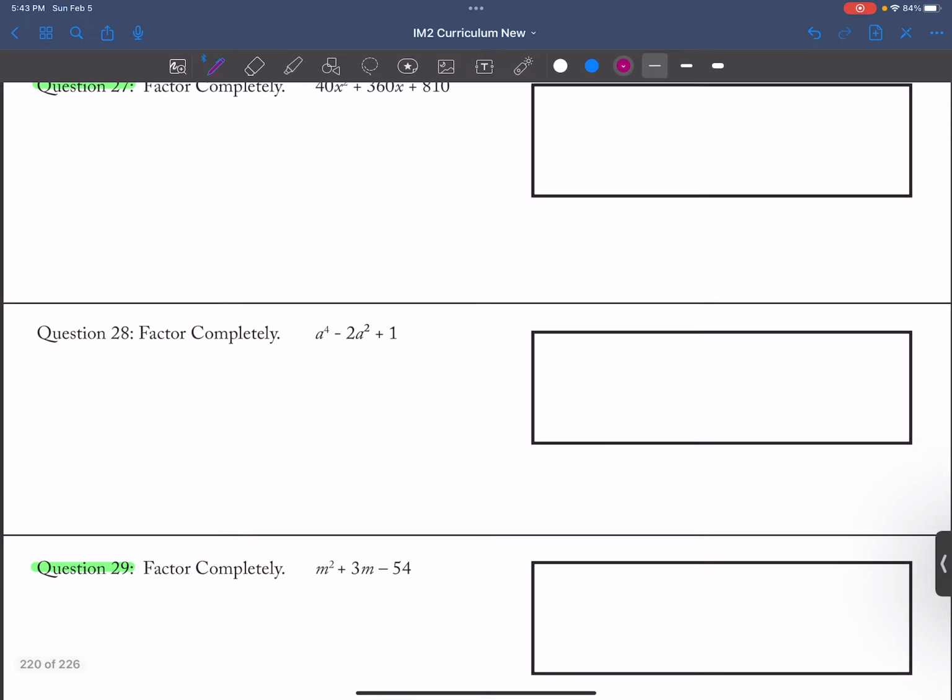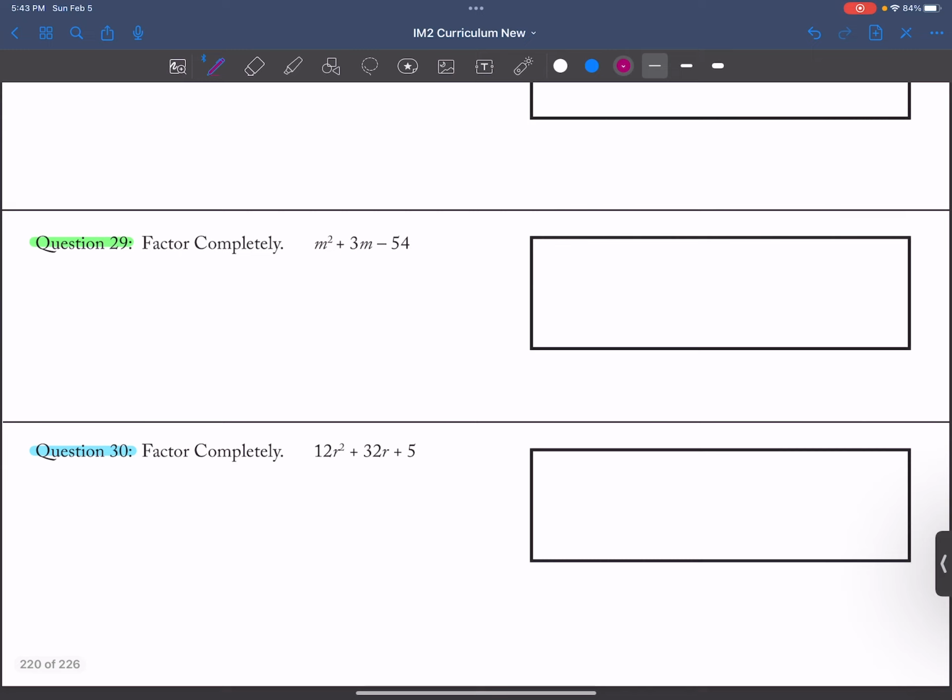And then we're not doing 28. We're back to 30. So 30 is a bottoms up. So I have a 32 in the top, I have a 60 in the bottom. So 1 and 60, 2 and 30, 3 and 20, 4 and 15, 5 and 12, 6 and 10. So I want 2 and 30. So then this is r minus 2 over 12.